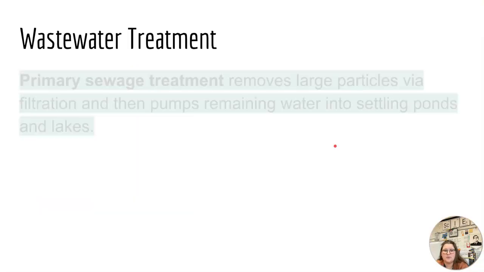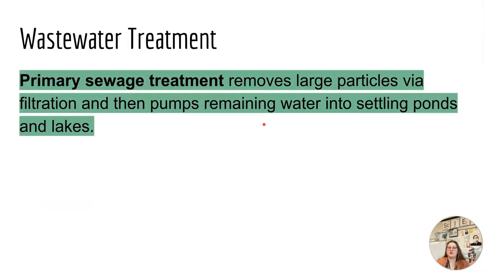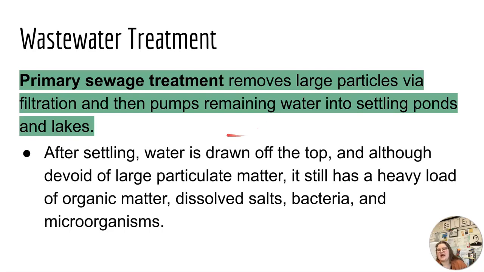sewage treatments. So primary sewage treatment is removing the large particles. Primary, it's the first step. We've got to get rid of the big chunks through filtration, and then it's going to pump the remaining water into settling ponds and lakes. And that helps the kind of smaller particles settle out.